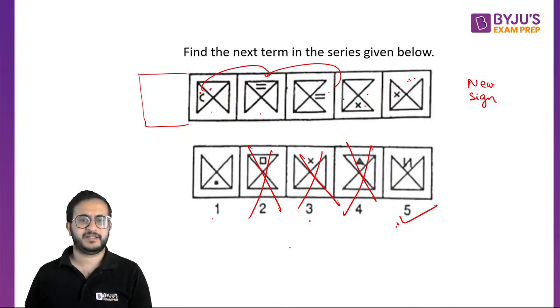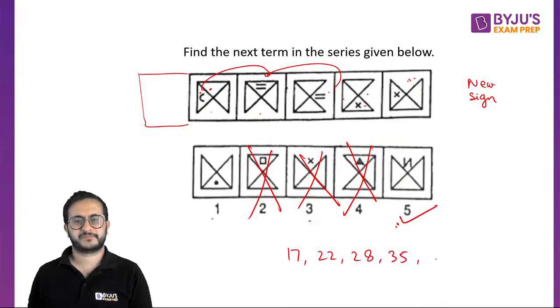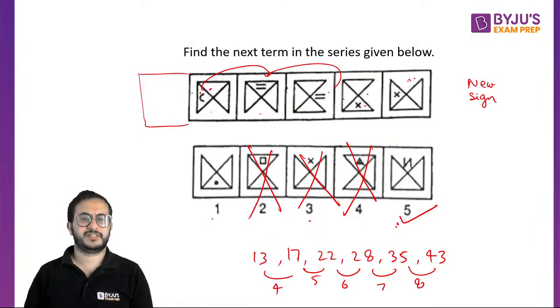Let us say a series is 17, 22, 28, 35, right? Then it is 43, right? So we are increasing by 5, by 6, by 7, by 8, right? I am not given the previous term. I can say that it is 13 because it might have increased by 4, isn't it? So there must have been a previous one also. So in that there could have been C.